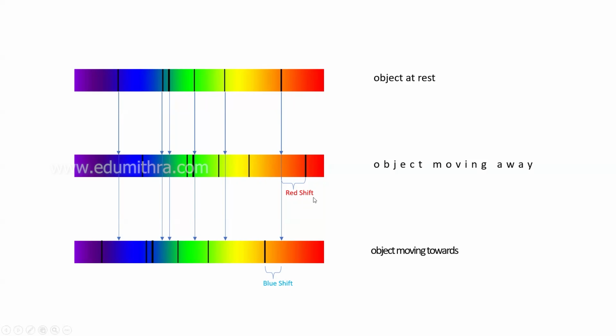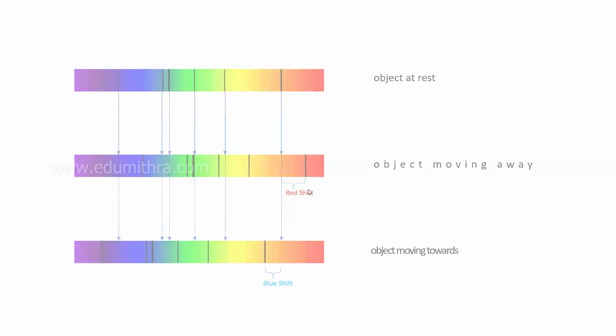But not only that, it is not just knowledge of whether it is coming towards you or away from you, you can even measure the velocity. How much? Based on how much it is shifted, whether it is a small shift or a big shift, based on that we can actually calculate at what speed it is moving away or moving towards.